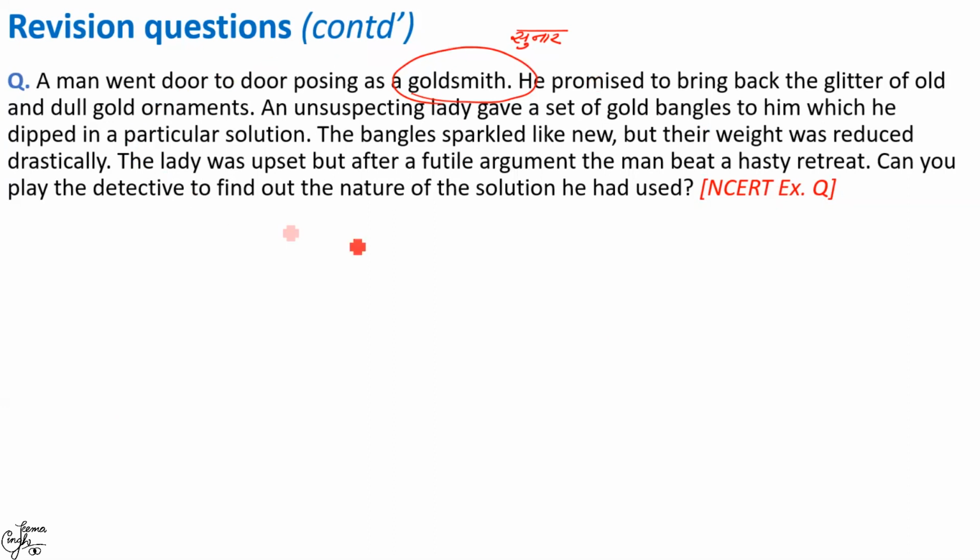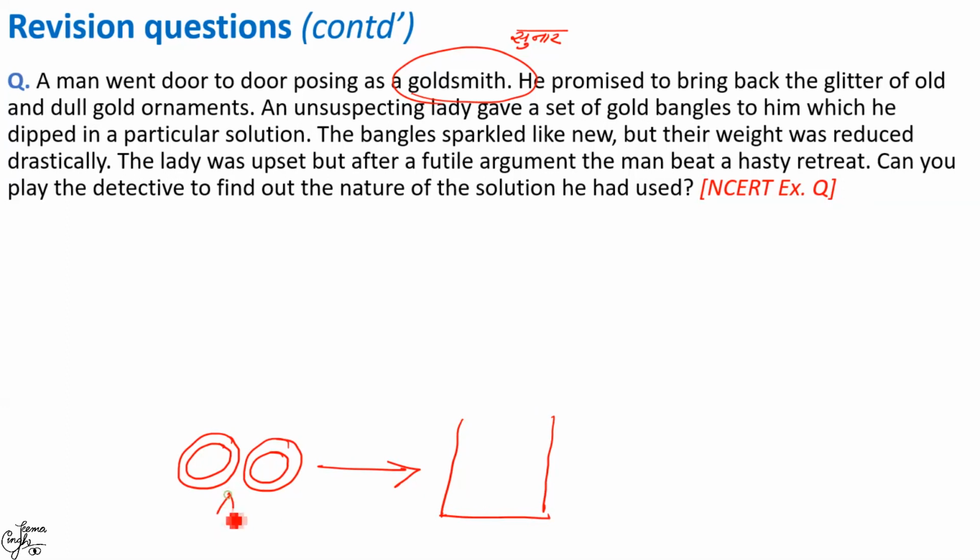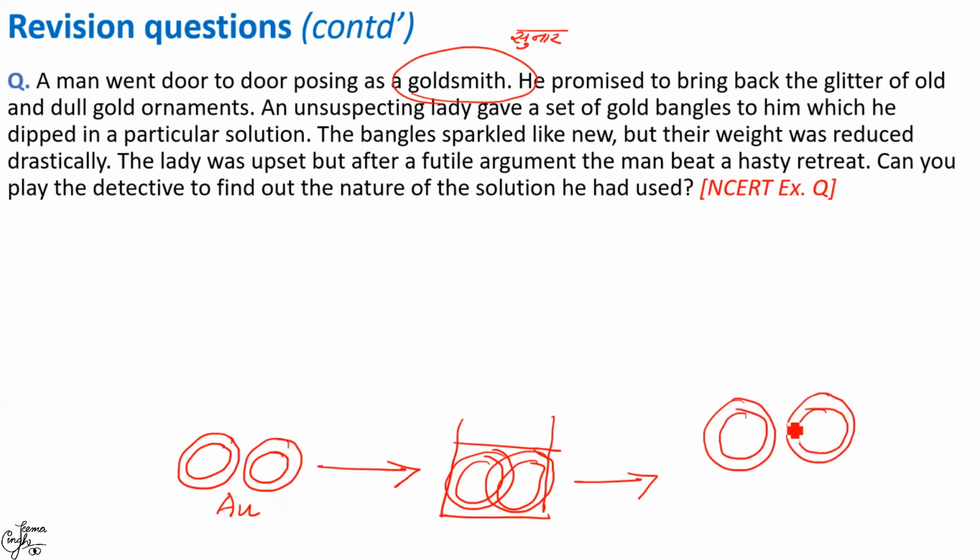Now let us break the question into parts. The lady gave gold bangles. Now these gold bangles were old and dull. The man dipped these bangles into some solution. Right? Now these bangles are made up of gold. So this person is going to dip these bangles into some solution. And thereafter, the bangles which were obtained were sparkling, they were bright, glittering, but their weight reduced.